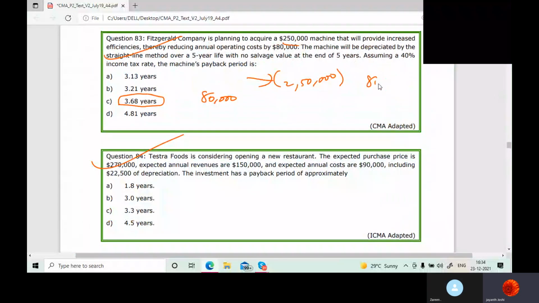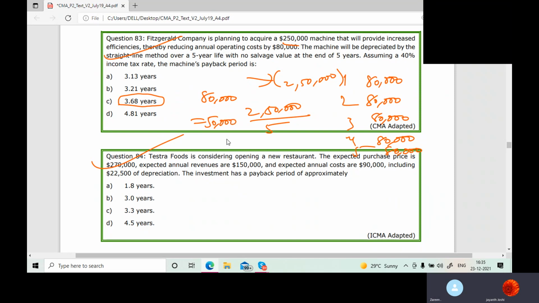So this is what? 80,000 is my cash inflow for all 5 years. Why 5 years? Because machine's life is 5 years, correct? So this is my cash inflow for 1, 2, 3, 4, 5 years. And my depreciation is 2,50,000 divided by 5. So my depreciation happens to be 50,000 per annum. I can claim this as a deduction, and for tax shield, I will apply my tax rate of 40%, and I can have a cash saving of somewhere around 20,000, correct?